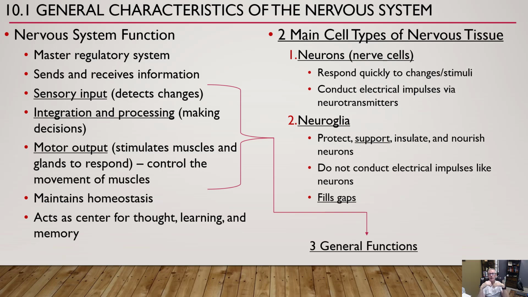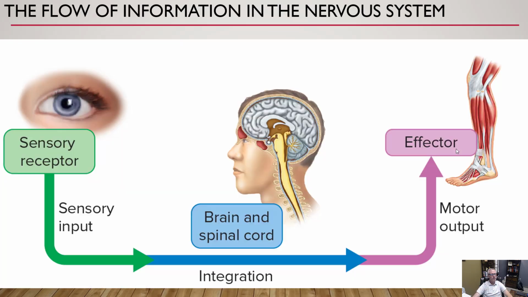So we have sensory neurons and motor neurons, but we also have neuroglia. Neuroglia is basically all of the supporting structures of the nervous system. They protect the nervous system. They support, nourish, and insulate all of the neurons. They don't actually conduct those electrical impulses, but they're like the extracellular matrix of the nervous system. They fill the gaps of the nervous system.